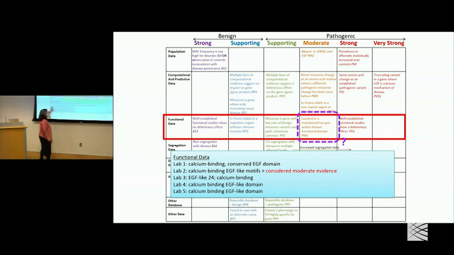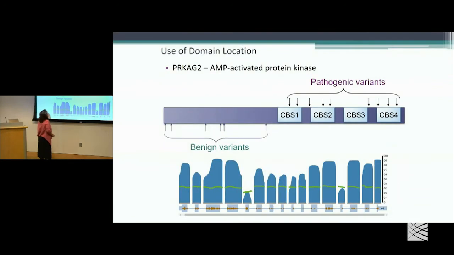But in this case, if you go into any of the protein databases, you'll see some label on pieces of proteins like this, calcium binding conserved EGF domain. That does not mean that therefore anything in there is pathogenic. So one group decided that because of this, it was considered moderate evidence. I would argue that through our consensus, we all agreed that that was not moderate evidence.